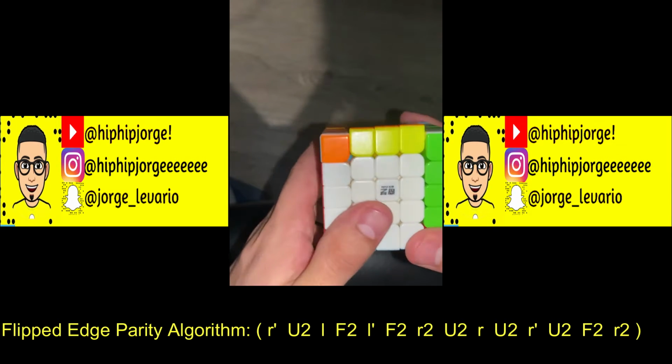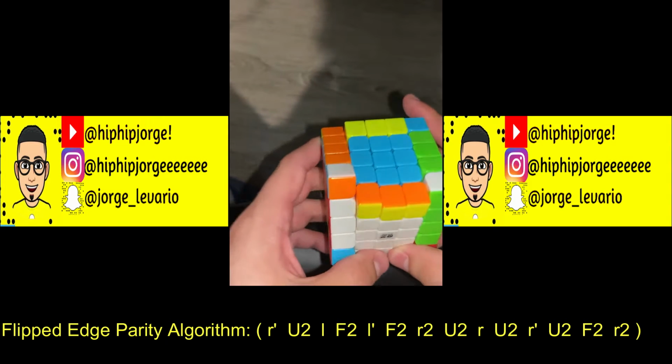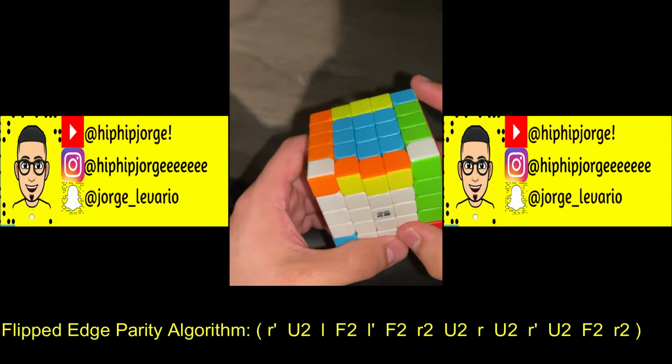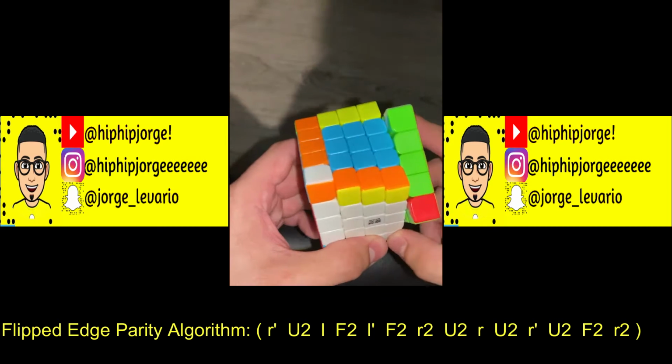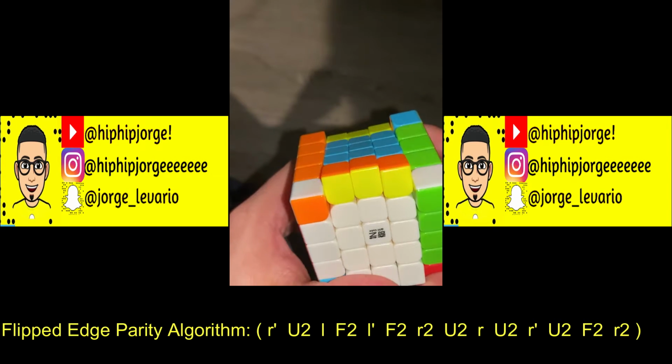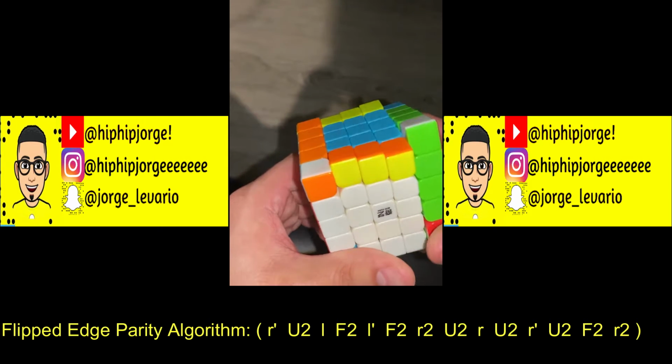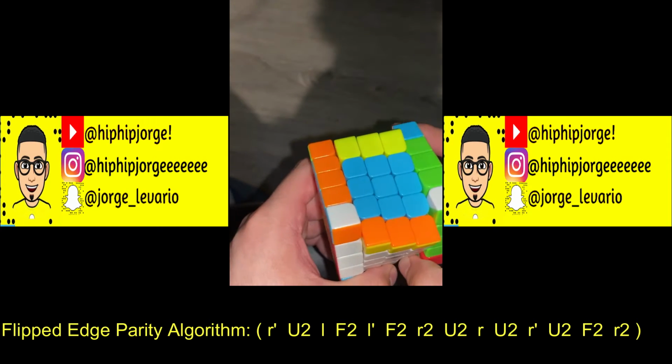The key to this step is understanding what the heck the algorithm means. If you don't understand what the Rubik's Cube notation is, I have a link down below where I go over every Rubik's Cube notation on every cube. Highly recommend for beginners to watch it.